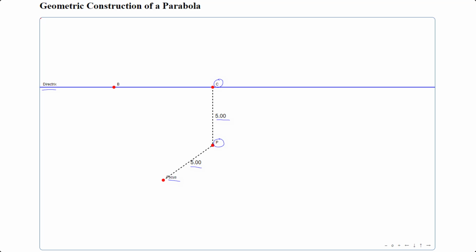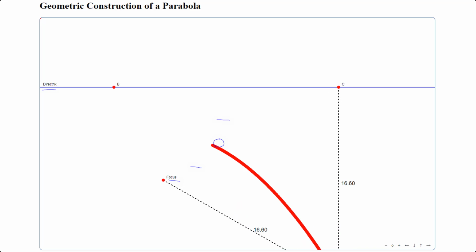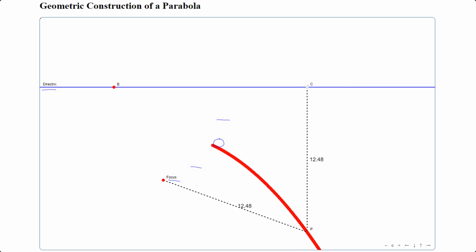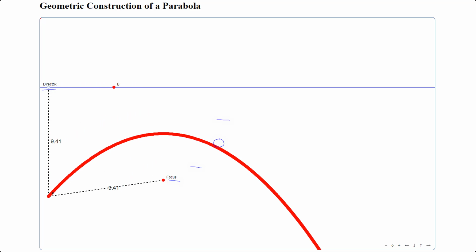If I move point C, which in effect is changing the location of P, the distances between the focus and point P and the directrix are changing, but they always stay the exact same value. So no matter where I stop on this parabola, that distance is equal. And if you'll notice, as I move that point, I end up with the shape that you may recognize as a parabola.